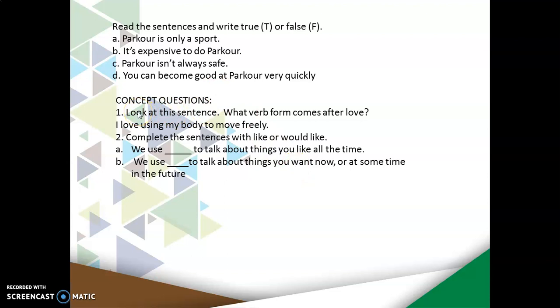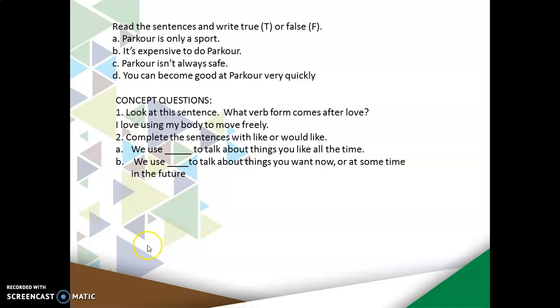For example, we can ask them, look at this sentence, what verb form comes after love? I love using my body to move freely. The student must answer that after the verb love, we must use an ing verb. Another example of a concept question can be, complete this sentence with like or would like. So we give them the use of the structure, and we create more concept questions based on the awareness of the target language that we want them to focus on.